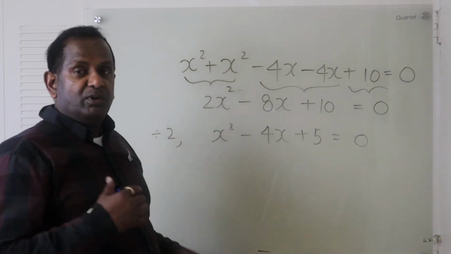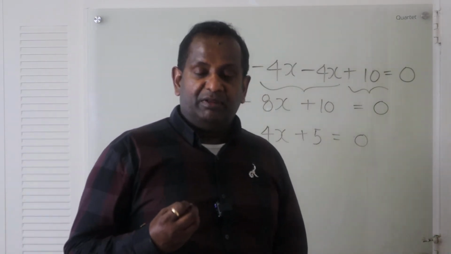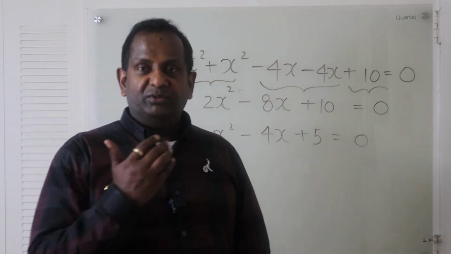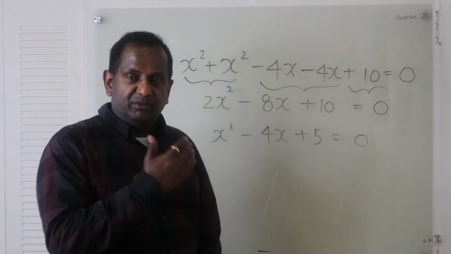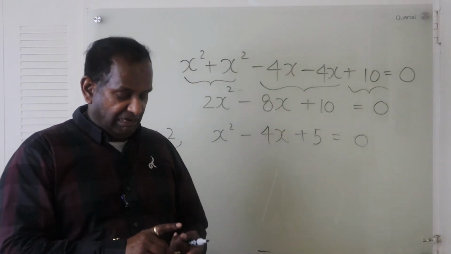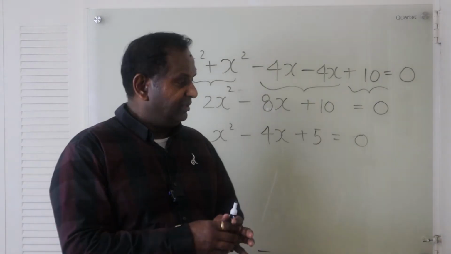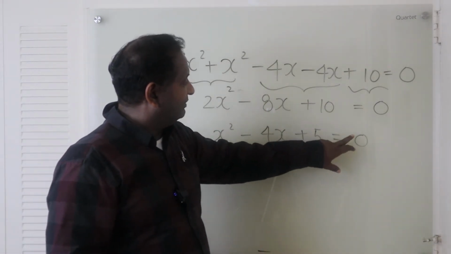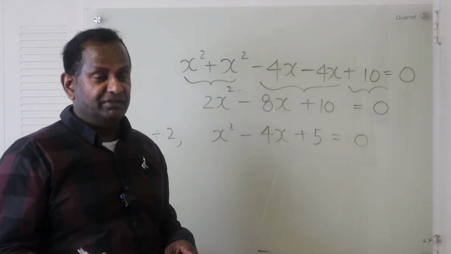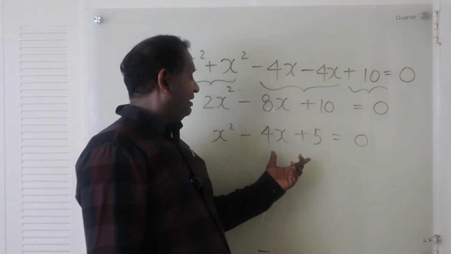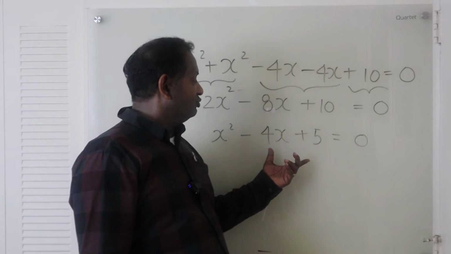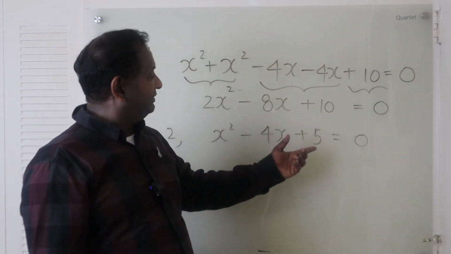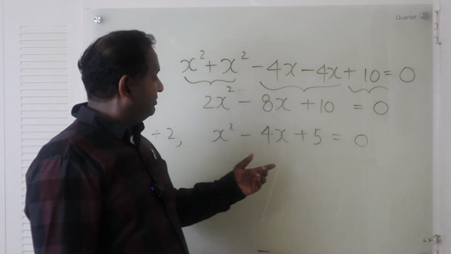Now, what are you going to do? How do you solve the quadratic equation? There are 4 ways you can solve the quadratic equation. Graphical, using a graph. That means drawing this graph and y equals 0. Y equals 0 is nothing but the x-axis. And this graph represents a parabolic shape.